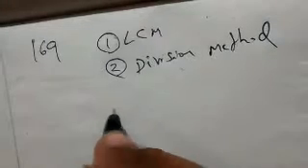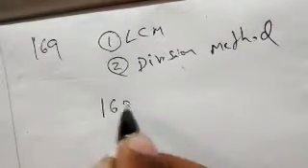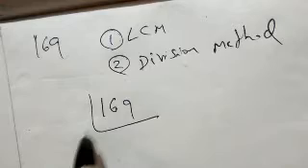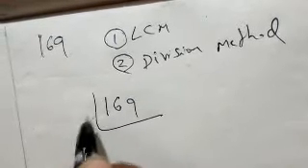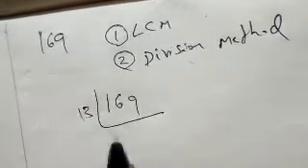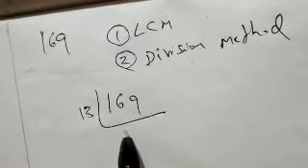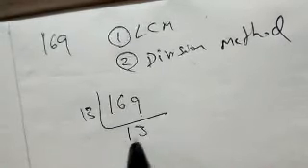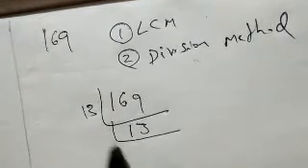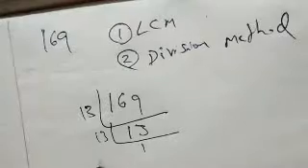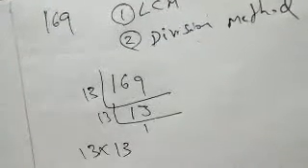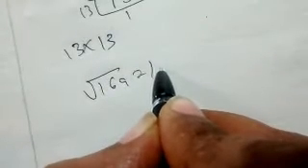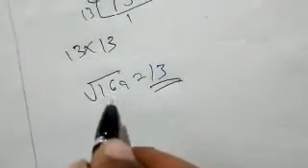You know the LCM, right? So LCM for 169. What is the table? We will get it for 169. If you see the 10, 11, 13 table, 13 into 3 is 39. So 13 table, 1 time. So 13 into 13. So the square root of 169 equal to 13 is the answer. This is the LCM method.